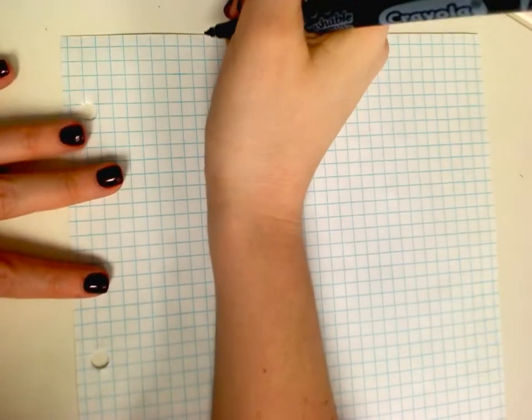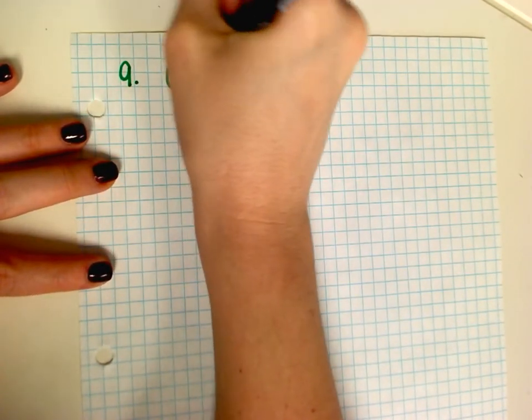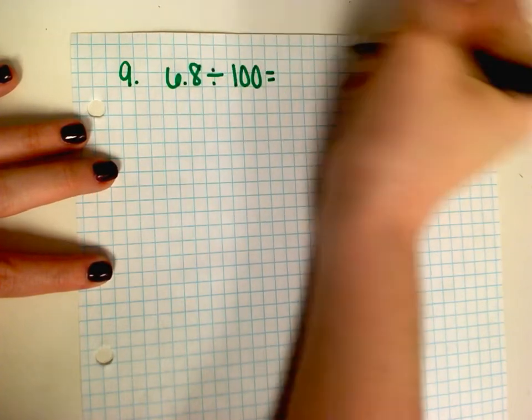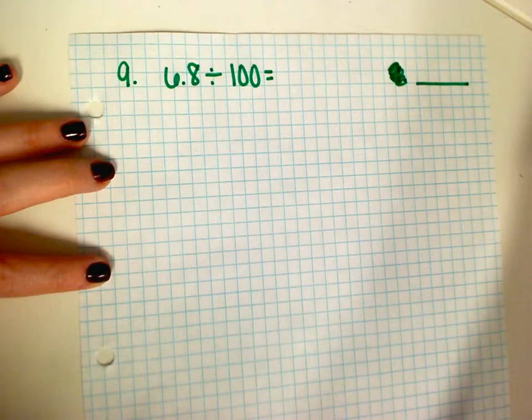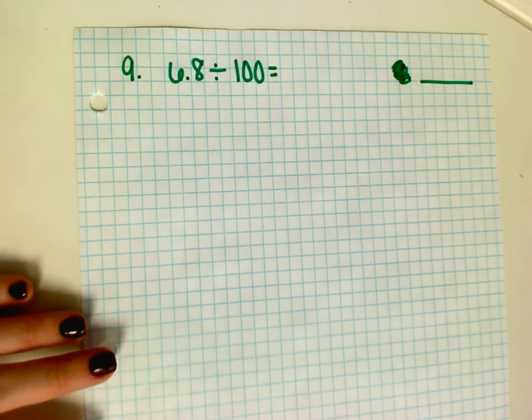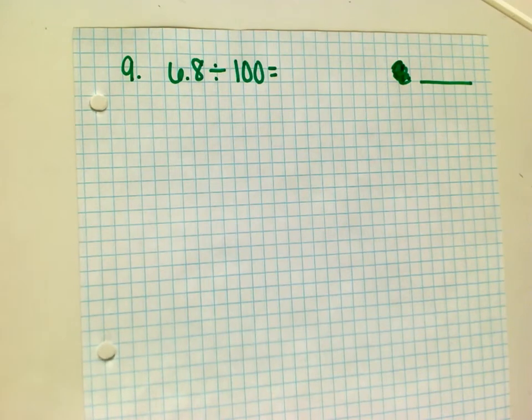Okay, this is our favorite kind. This is a power of 10. So you don't have to write this out like a big long division problem. This is an easy one to do mentally. We have 6 and 8/10 divided by 100. So when I'm dividing, am I getting bigger or smaller?